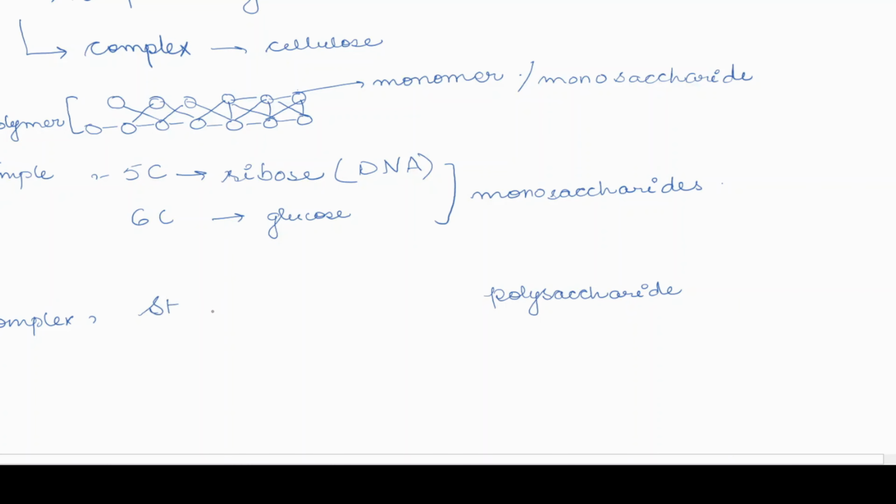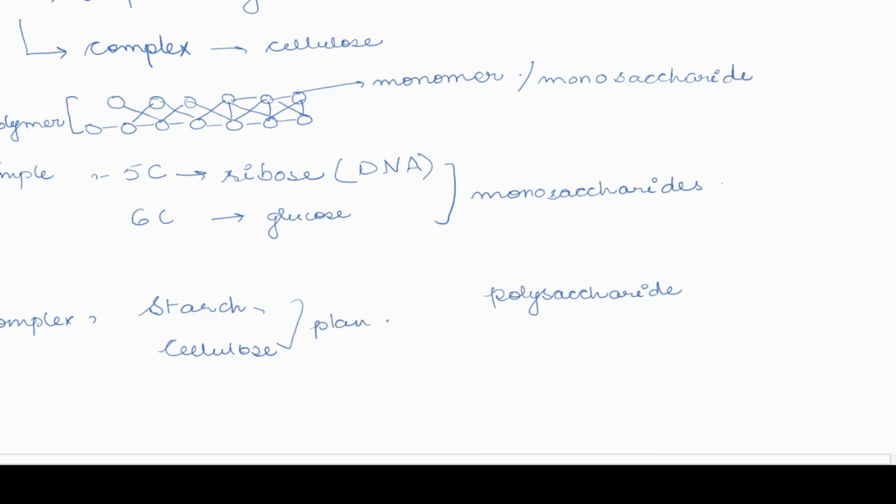You must have heard about this starch. It's a storing material in plants. Plants store food in the form of starch. We eat that starch. We get starch from plants in different forms, in the form of potato, rice, wheat, all contain starch. So starch is the stored material in plants. Cellulose, I've already given you an example. These are in plants.